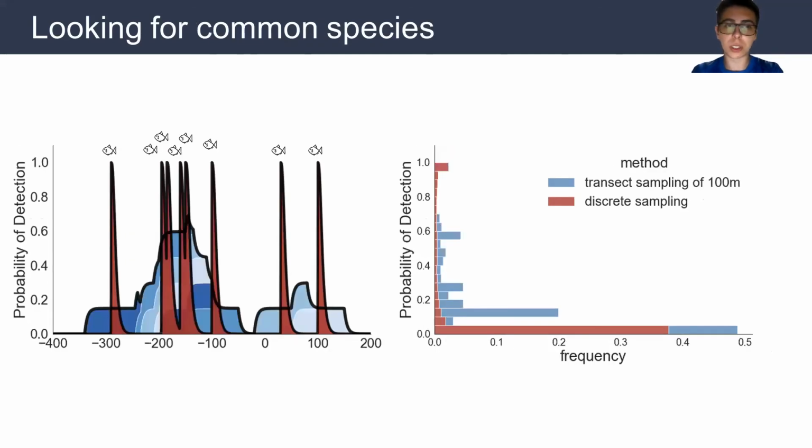For common species, we observe the same pattern, but in a different case. For discrete sampling, we're basically measuring how close we are to the fish. If we're very close to it, we detect it, but otherwise we won't. Meanwhile, for transect sampling, the probability of detection is proportional to how many fish you pass through the transect. So it gives you more information about the global distribution of fish overall, and also a much higher detection rate, considering we pass through several fish throughout the transects.